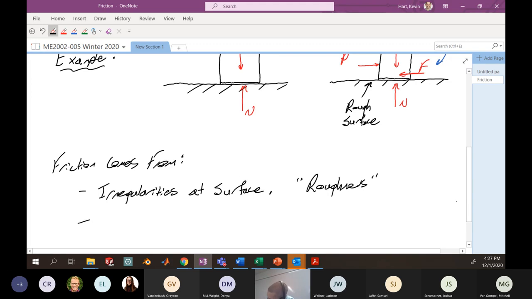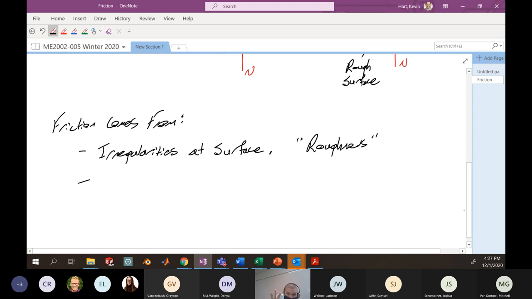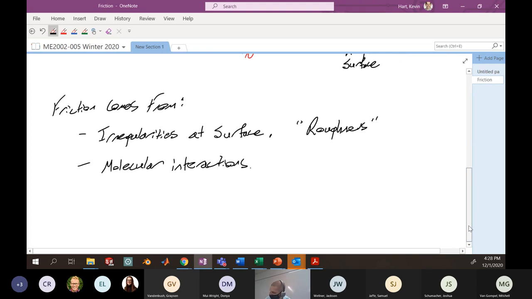And at very small scales, you can have some molecular friction. When you think about van der Waals forces or other atomic forces that might be at play between the interfaces, this can actually cause friction as well. You can have various levels of interaction and friction there. That's a little bit outside the scope of this class. We're not trying to get into the physics of atoms at that molecular level, but they are forces that could exist at that level. So we'll just say molecular interactions. We're mostly focused on roughness.